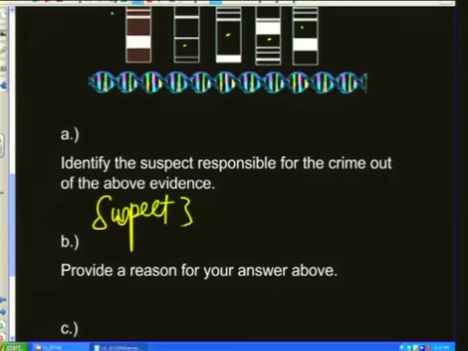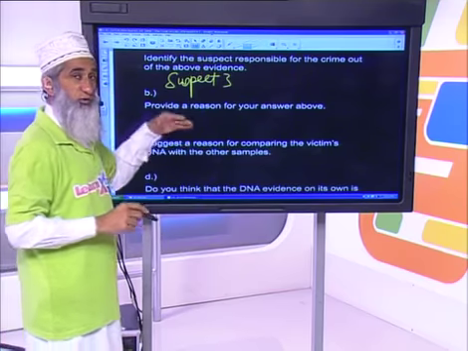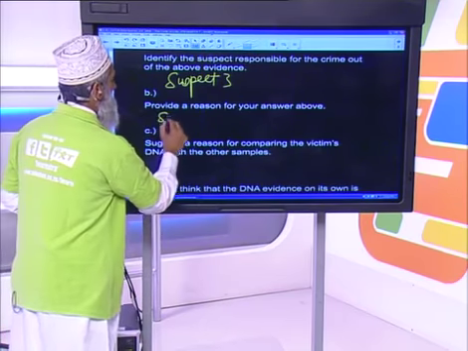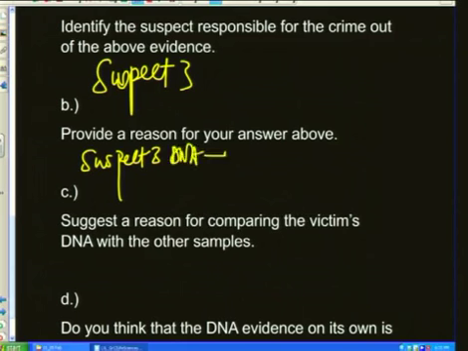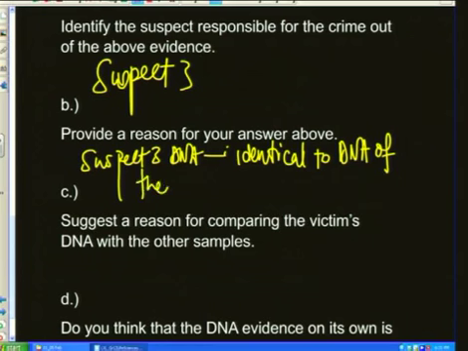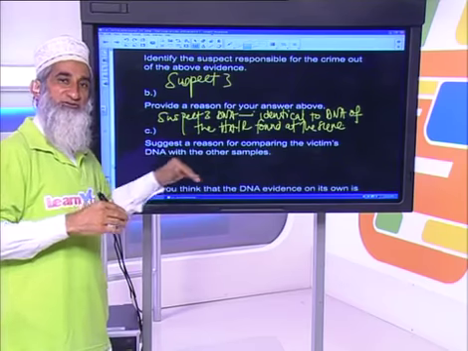And you'll notice whenever they give you a question like this, they always follow it up with provide a reason for your answer above. No matter which case scenario you get, your answer for the second one will always be the same. Why? Because, whichever suspect you choose, because suspect 3 DNA is identical to the DNA of the hair found at the scene. As you're going to grow into life science, you're going to realize that these type of questions are asked and the answer is always the same.